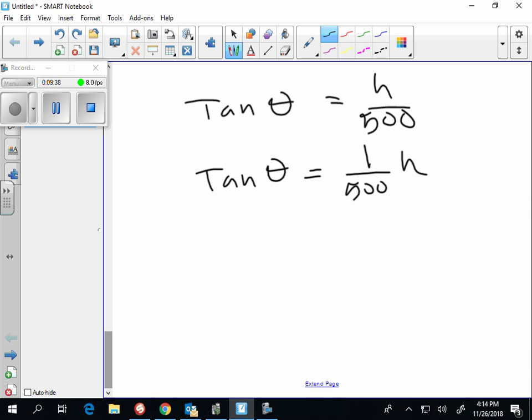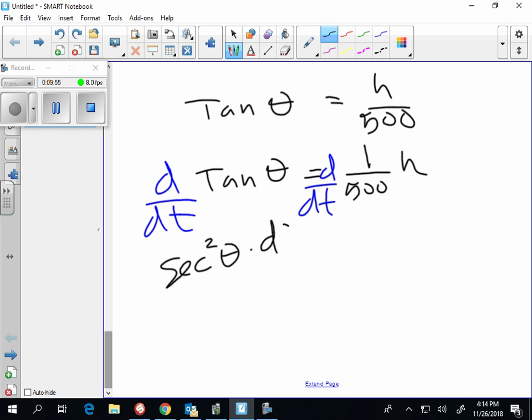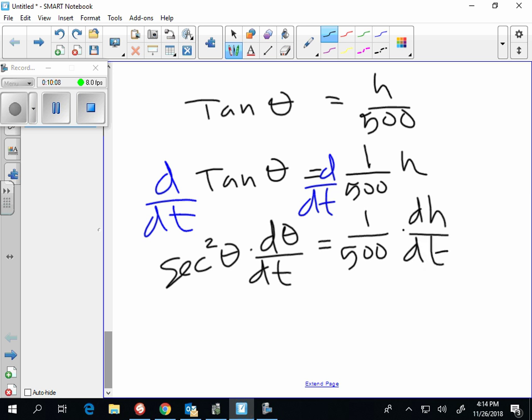Now I'm going to take the derivative of both sides with respect to time because I want to know how fast this height is changing with respect to time. On the left-hand side, I'm going to have secant squared θ dθ/dt. On the right-hand side, I've got 1/500, the derivative of h with respect to time, dh/dt. Well, this is the thing I'm looking for. This they gave me. This is 0.114.